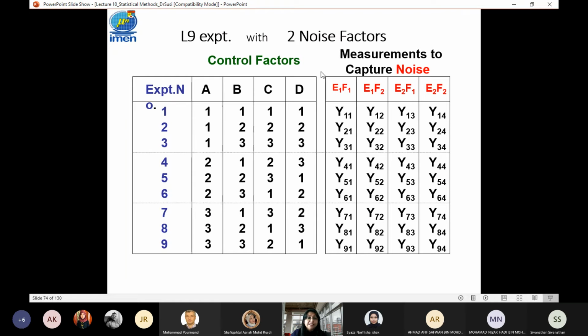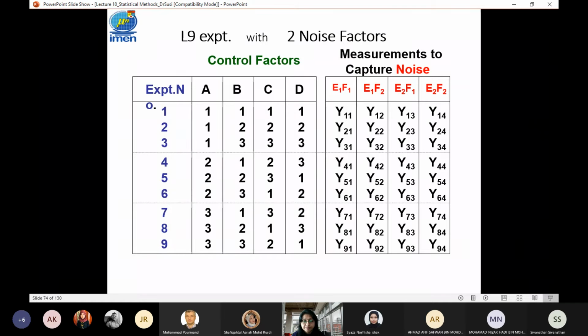So this is the L9 experiment with 2 noise factors. You have factor A, factor B, factor C, and factor D. As you can see, this table here is fixed. When you're running experiment number 1, you must use A1, B1, C1, D1. If you're running experiment 2, you must run A1, B2, C2, D2. These squares are fixed. And you can include noise in the Taguchi method. So you have E1 and F1, and again, you can vary them to look into all possible causes of noises.